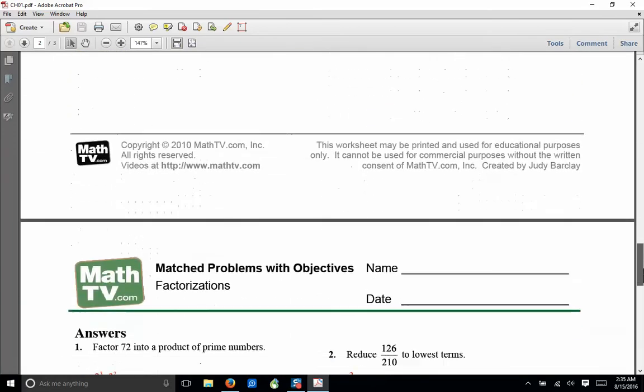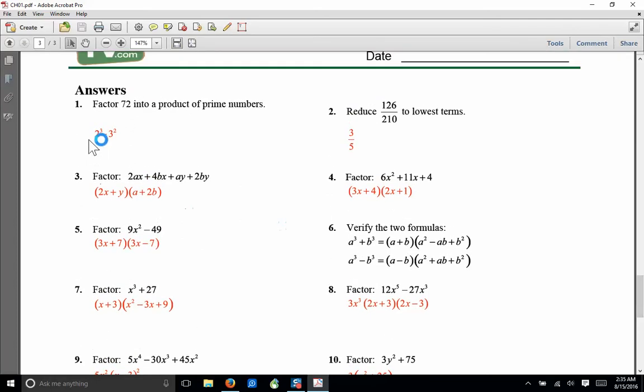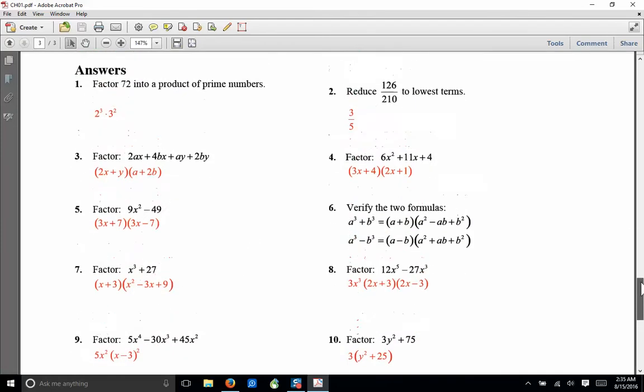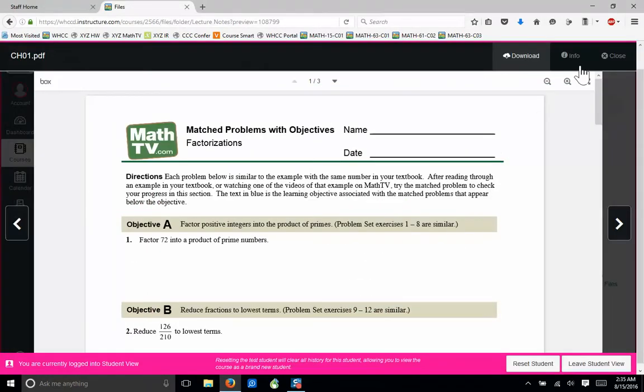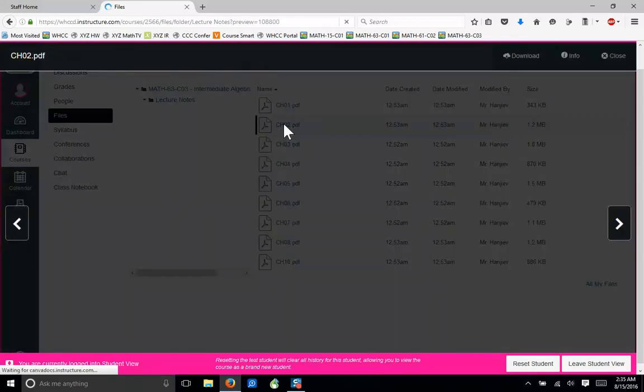Also, toward the last page or last two pages, they actually give you the answers. So if you want to go ahead and start working ahead of me, that's perfectly fine. This is just the final answer to the problems. Same thing happens in chapter 2. Now in chapter 1, we're only going to go over 1.4. In chapter 2, we're going to go over the whole entire chapter.